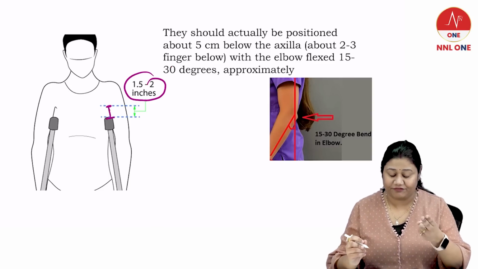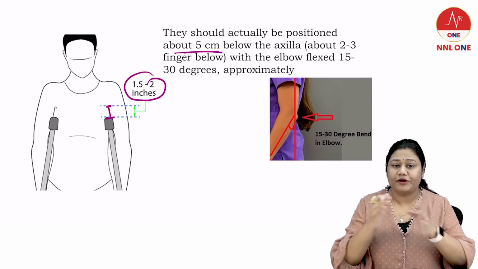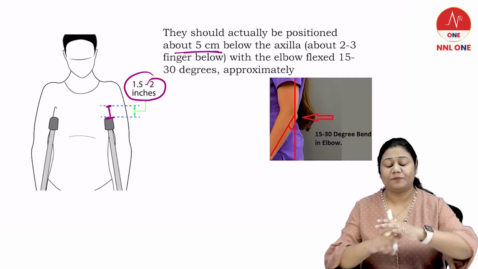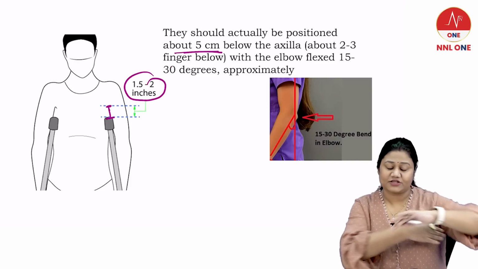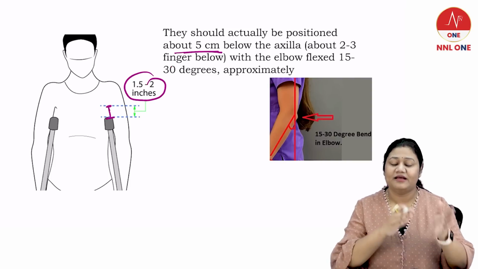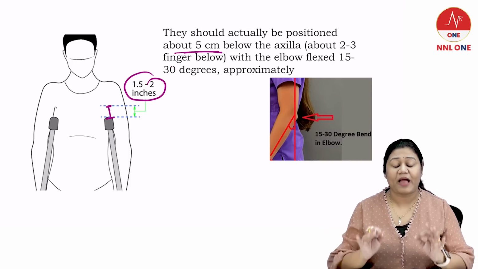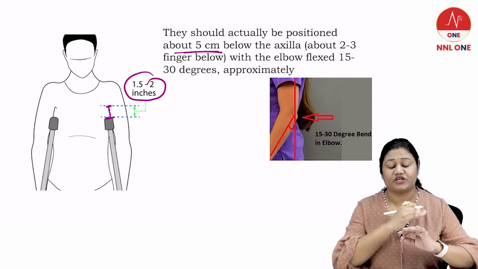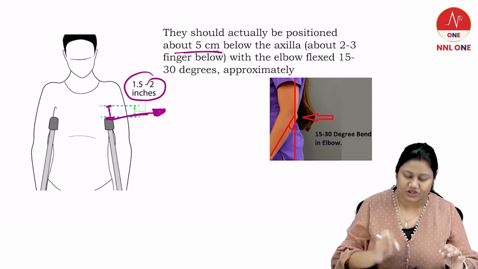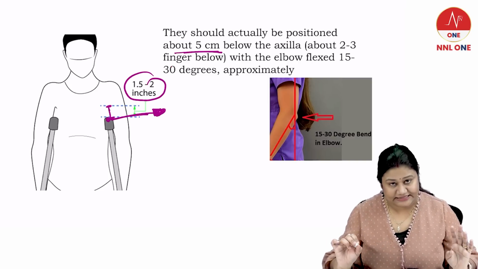It should be 2 to 3 finger, or you can say 5 centimeter below the axilla, or 1.5 to 2 inches. Let us quickly revise: 2 to 3 finger distance, 5 centimeter distance, or 1.5 to 2 inches distance from the axilla till the crutch pad should be there. The crutch pad should not be directly touching the axilla. There should be a distance between the crutch pad and the axilla, right?